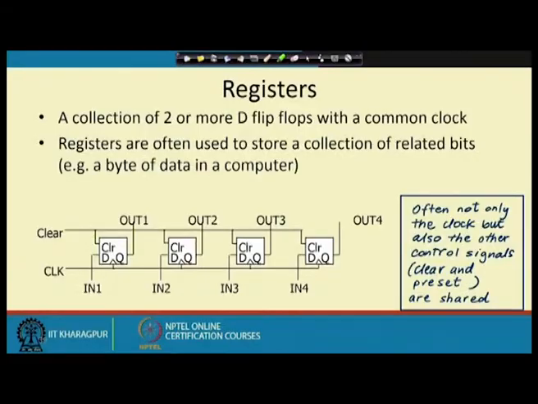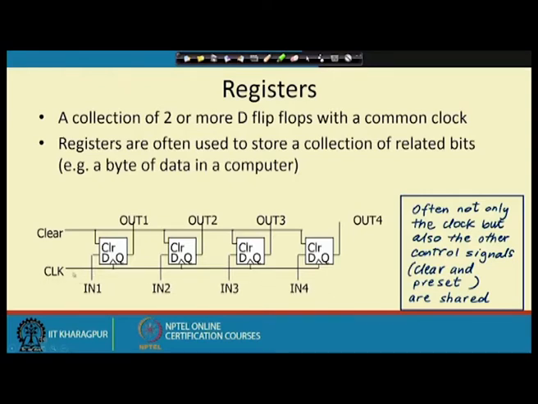Now, if I want to remember multiple bits instead of a single bit, then we should have more than one D flip flop. So, we should have a collection of 2 or more D flip flops with a common clock, and these types of structures are known as registers. Registers are often used to store a collection of related bits, for example, a byte of data in a computer. Like here, in this structure we have got 4 D flip flops and the clock signal is common to all of them.